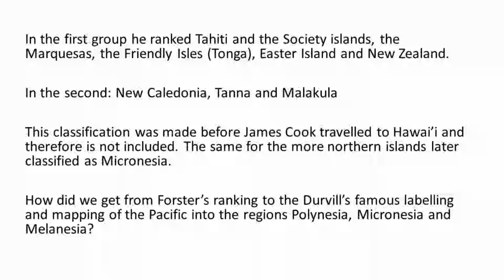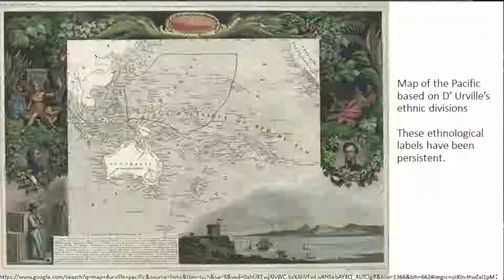So how did we get from this ranking to D'Urville's famous labeling and mapping of the Pacific into the regions Polynesia, Micronesia, and Melanesia? It has been influential in that. So here you can see a European map. These were prestigious objects, and they were elaborately decorated, cost a lot of money. And here you can see the Micronesia. This was Melanesia and Polynesia. See, it stretches wide.